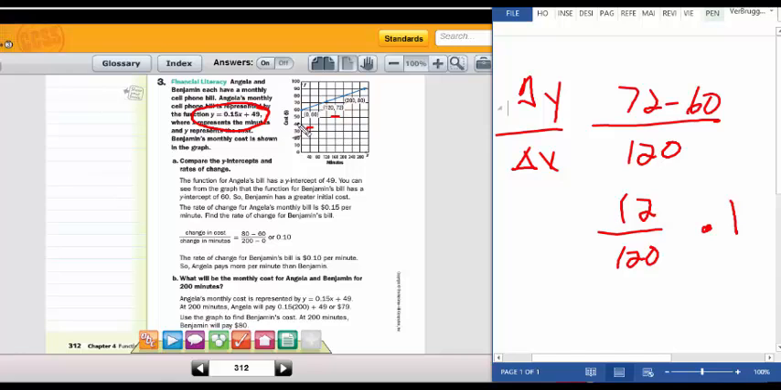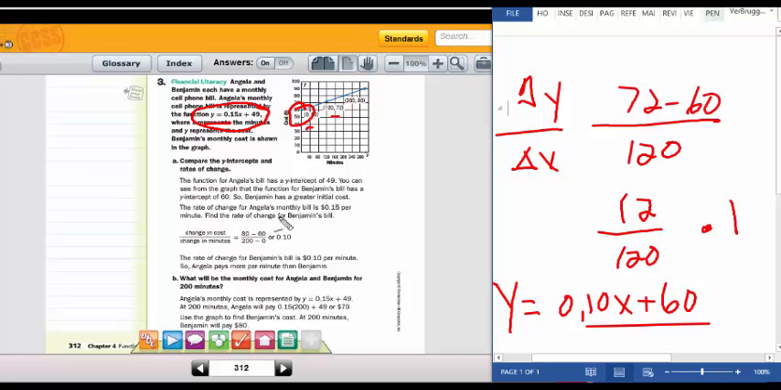And we can notice that we have a y-intercept of 60. So putting it in the same format as this, we would have y equals 0.10x plus 60. Now let's take a look at what they tell us. A function for Angela's bill has a y-intercept of 49. We had that already. You can see from the graph that the function for Benjamin's bill has a y-intercept of 60. So Benjamin has a greater initial cost.